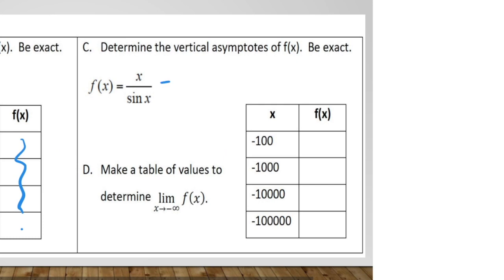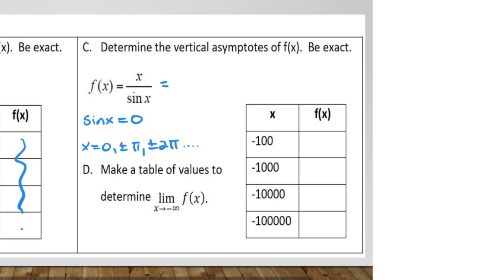Now for question C, you were told to determine the vertical asymptotes. If you wrote the answer is 1, then of course you are incorrect. I was tricking you. To find your vertical asymptote, you want to take your denominator and set it equal to 0. Your denominator equals 0 when x equals 0, plus or minus pi, plus or minus 2 pi, and it goes on and on.